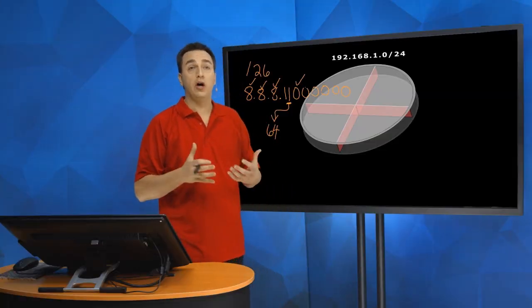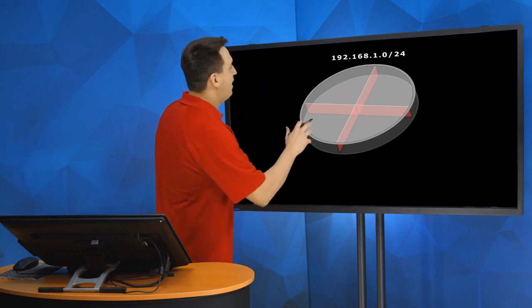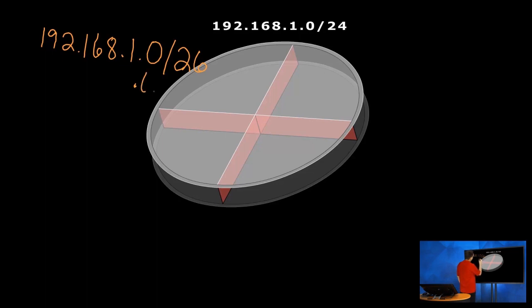Let's now put all of that together to figure out our subnet IDs. In this example, our starting address was 192.168.1.0, and it is a /26. That's our very first subnet. We said we're counting by 64 in the 4th octet, so the next subnet is 192.168.1.64/26.